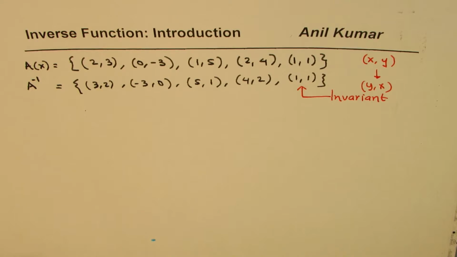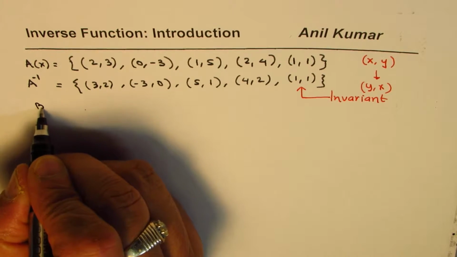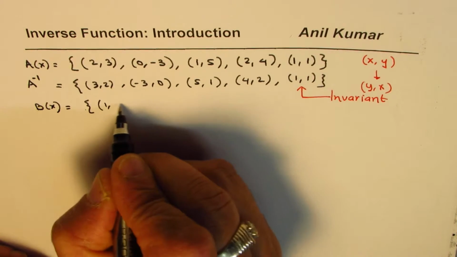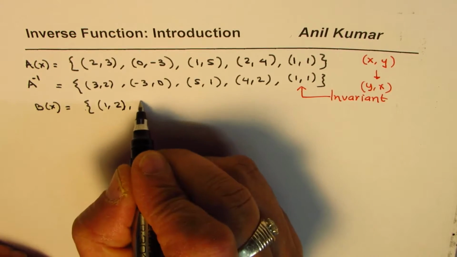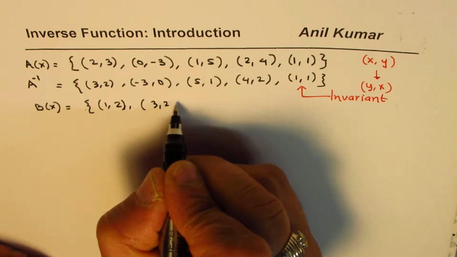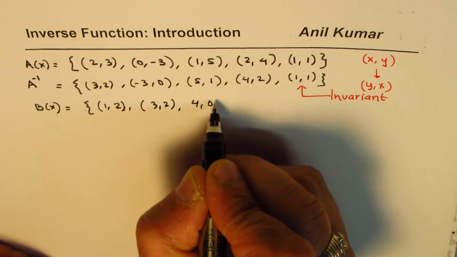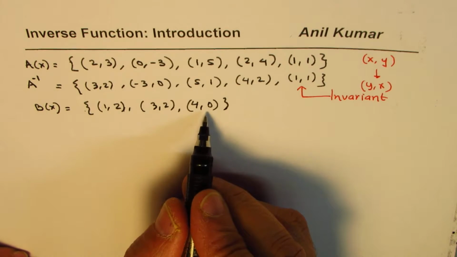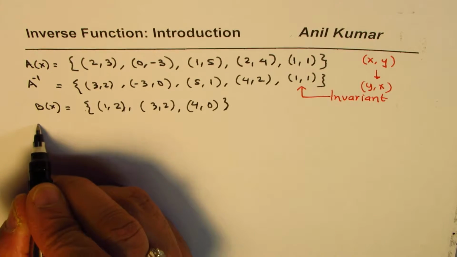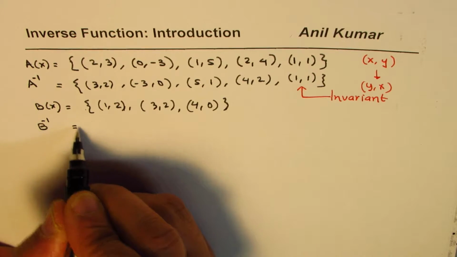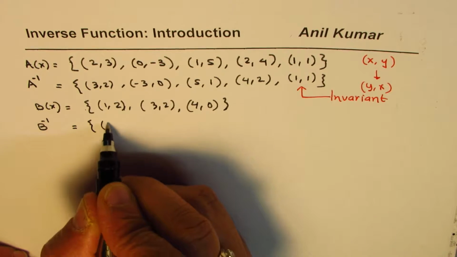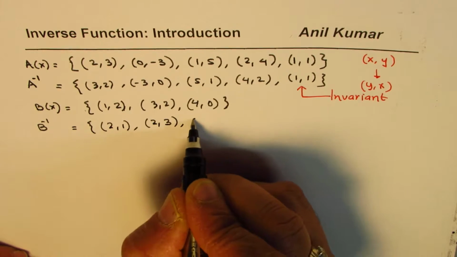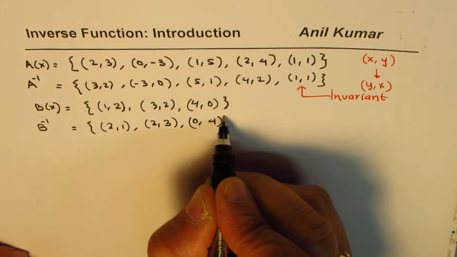Let me take one more example on the same lines. Let me call that b of x, and let's take just 3 points: 1, 2, and then we have 3, 2, and then we have 4, 0. So we have these points. Can you write down inverse of this function? Well, the inverse of the function will be written like this. We need to swap the points. We get 2, 1, and then we get 2, 3, and then we get 0, 4.